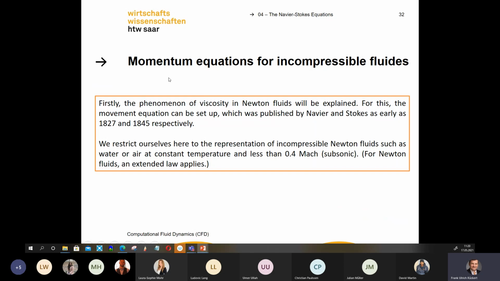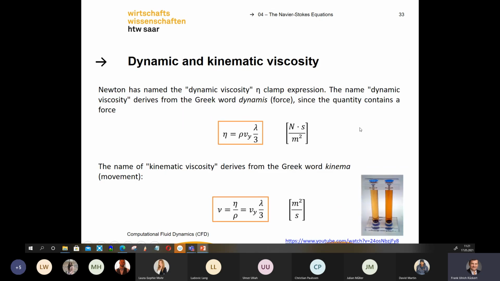Okay, so let's summarize the momentum. You have seen the momentum equations for incompressible fluids, and I explained to you that this phenomenon was first described by Mr. Newton, but it was described by the Navier-Stokes equation by the scientists Navier and Stokes. That's also a thing I want to mention here. And that is also, again, important if you want to enter some values to answers.